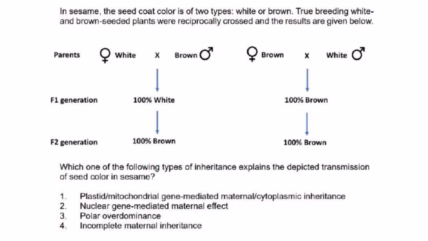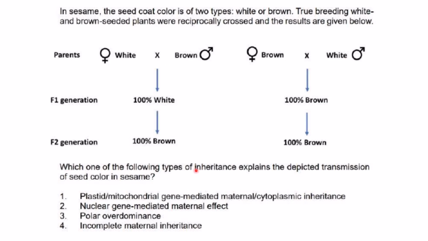Now in sesame, the seed coat color is of two types, brown and white. True breeding white and brown seeded plants were reciprocally crossed and the results are given below. Reciprocal means if in the first cross you take white as the female parent, in the reciprocal cross white will become the male parent. That is meant by a reciprocal cross. You change the sex of the parents and cross them.